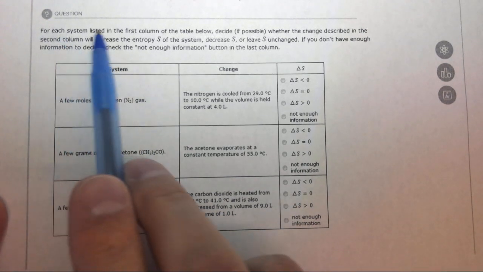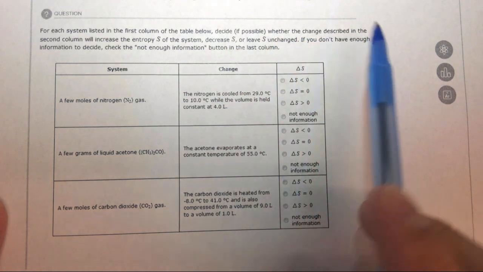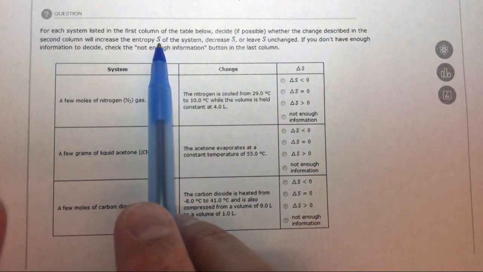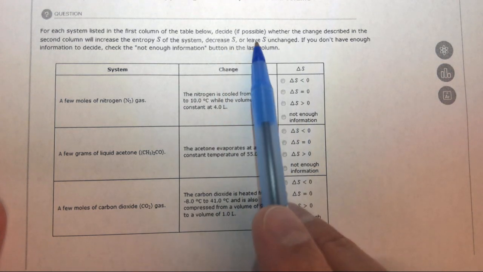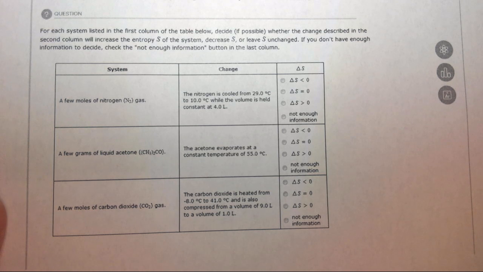This question says, for each system listed in the first column on the table below, decide, if possible, whether the change described in the second column will increase the entropy of the system, decrease the entropy, or leave the entropy unchanged. And you may not have enough information to decide.